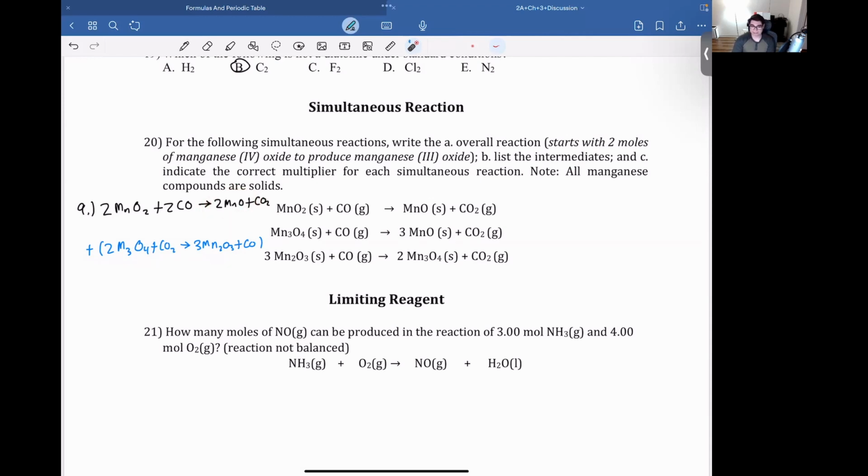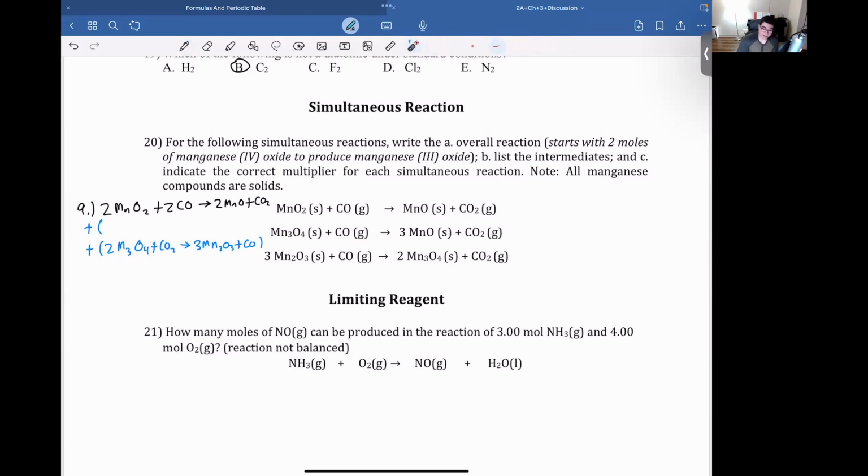So what do I do to get rid of this stuff? Well, what I can do is use the second reaction. In the second reaction, I have Mn3O4 plus CO gives me that stuff. So if I add the second reaction, things are going to cancel out. Why they cancel out, I'll show you, but take my word for it for a second. So I'm going to reverse this reaction.